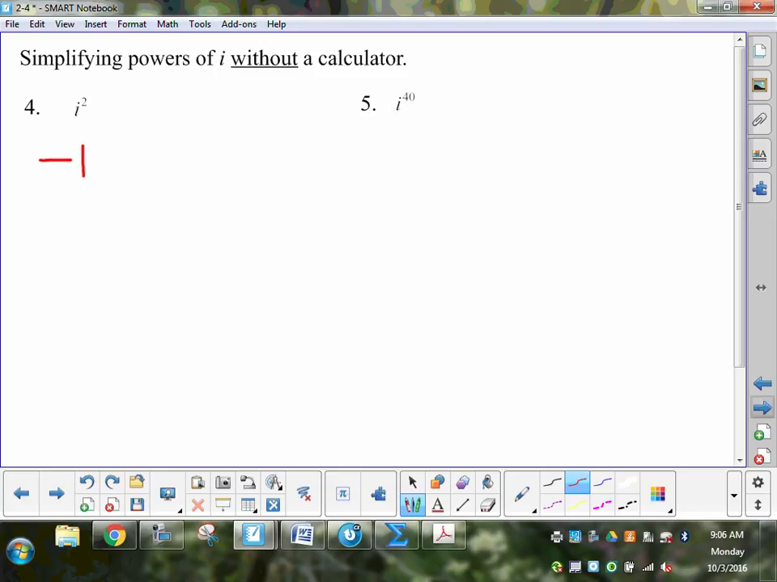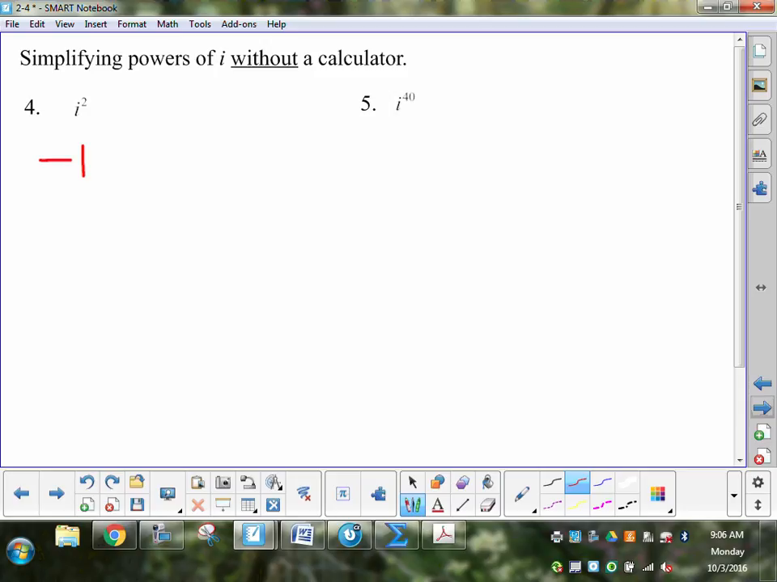Hands up, please, if you can remember back to your wheel. Think about if you need to list it out again. That's fine. i to the 40th. What is that going to simplify to? We've got 5 of you. Michaela, what do you say?